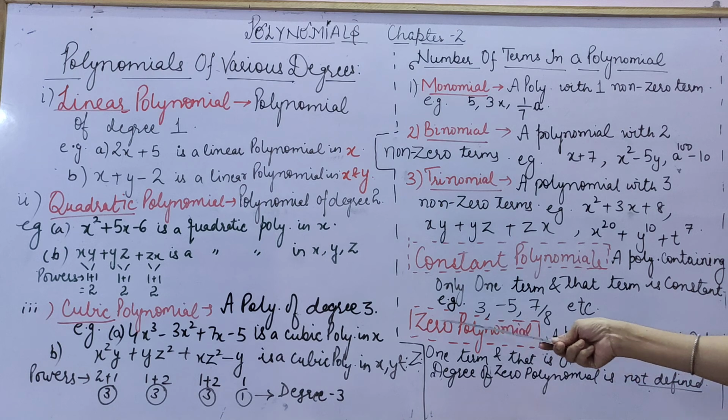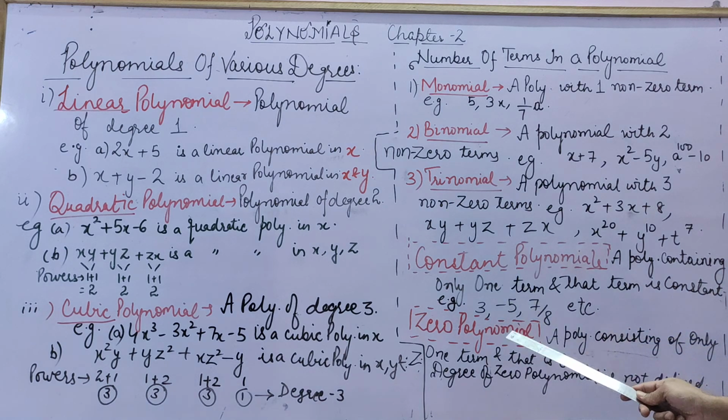Zero polynomial. From the word it is very clear, zero polynomial is zero only. A polynomial that consists of only one term and that is 0. The degree of the zero polynomial is not defined. Because 0 does not have any degree, its degree is always not defined.